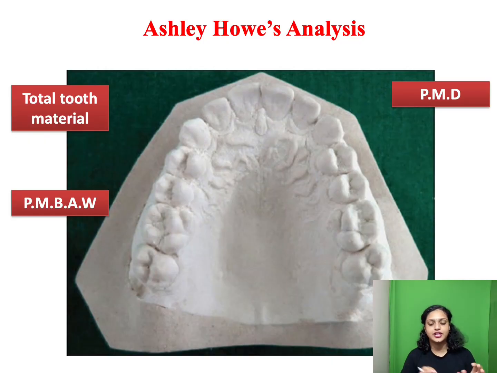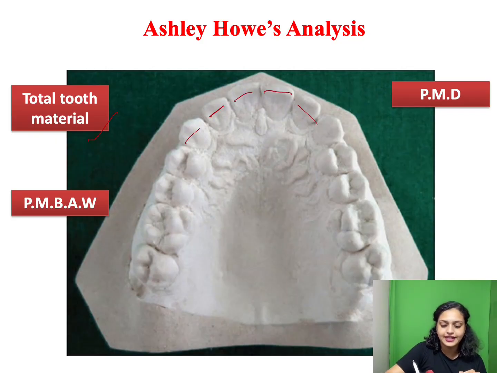So Ashley-Howe's analysis just tells you if you need to expand the arch or not. You have a patient coming in with a bit of crowding. Will expanding the patient's arch help you in gaining space? That's all you're going to find out. So you're going to measure something called the total tooth material. The mesiodistal widths of all the teeth are added up and the sum will give you the total tooth material.